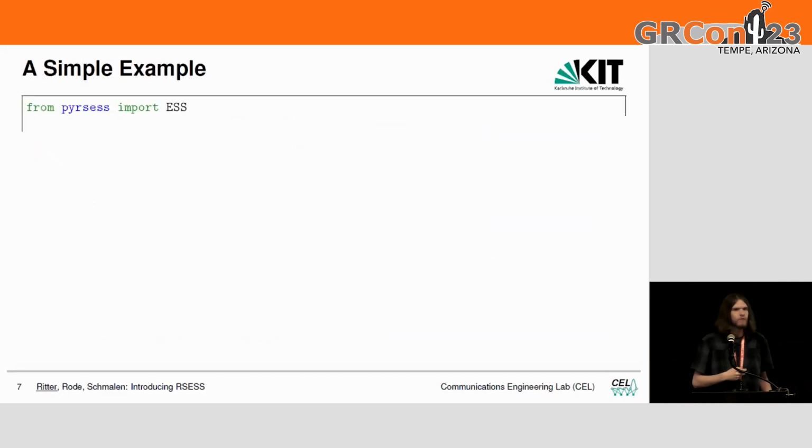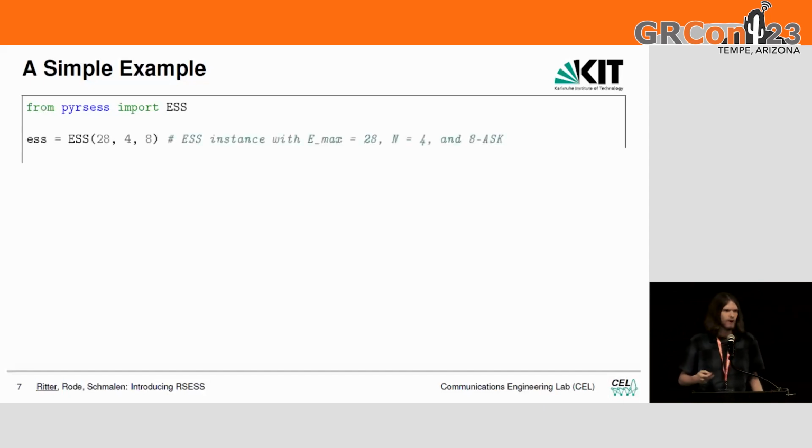It's very easy to use. There's a short example using PyRSESS. You import it like a normal package. PyRSESS and RSESS use a normal object-oriented interface. So we can just create an ESS object with the 3 important parameters: maximum energy, number of amplitudes in a sequence, and the ASK modulation.